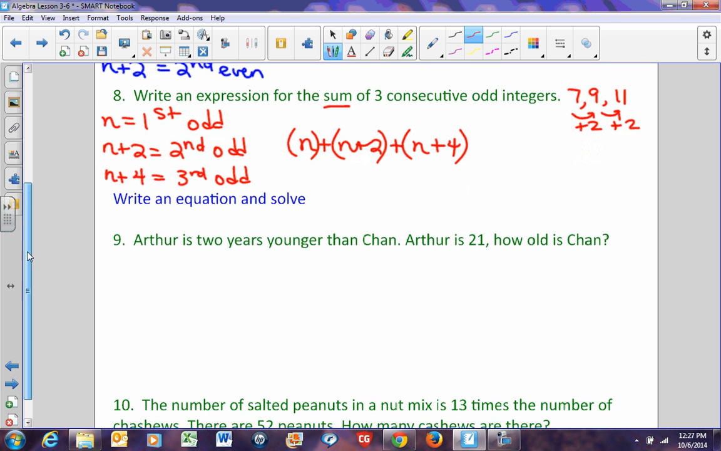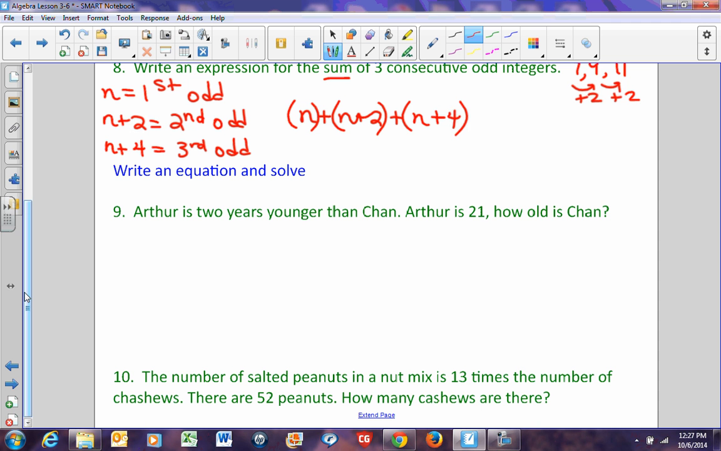Okay, we're going to write an equation to solve. Arthur is 2 years younger than Chan. Arthur is 21. How old is Chan? You're probably looking at me going, I can answer this without having to write an equation. True, you probably can. I'm hoping you can. If you can't, we're in trouble.